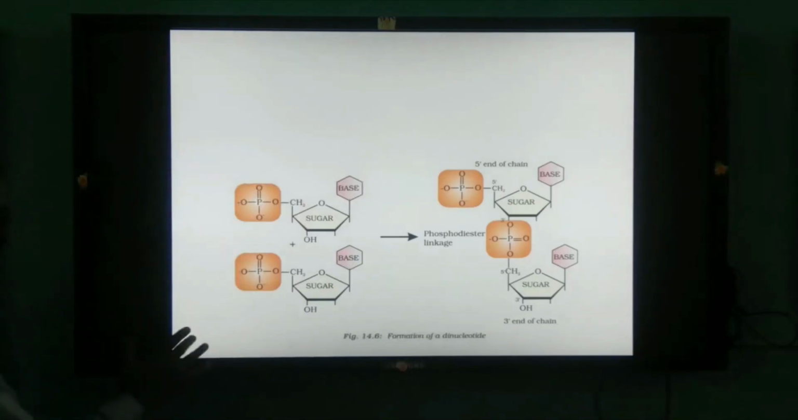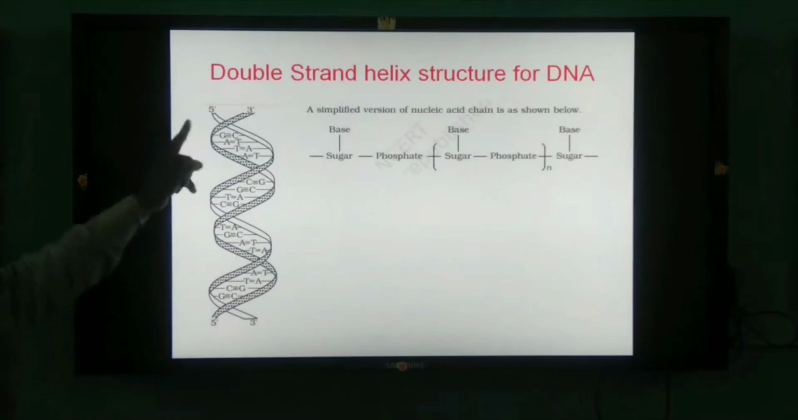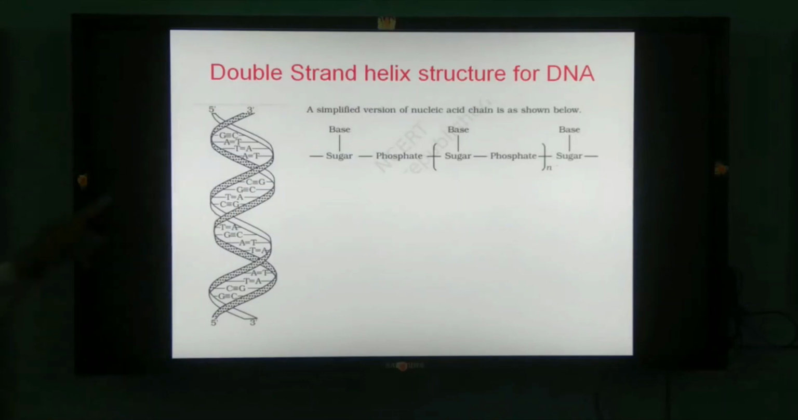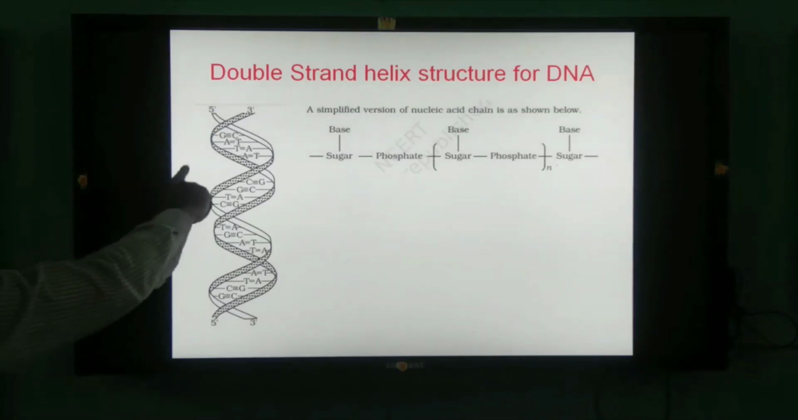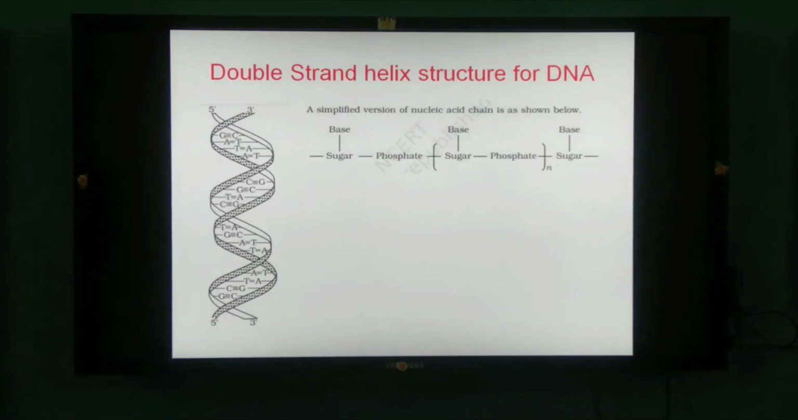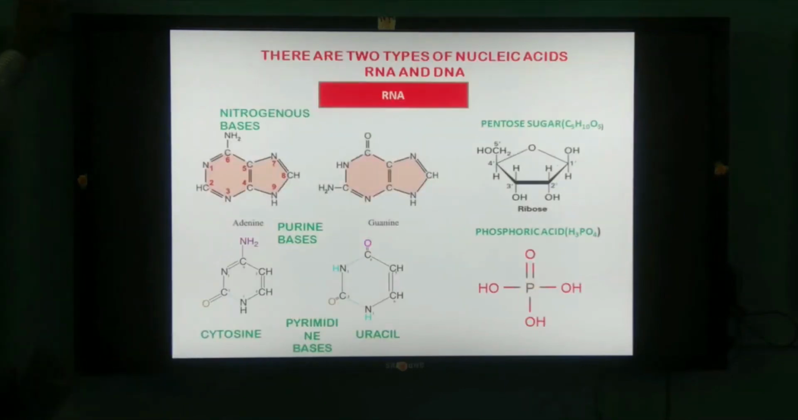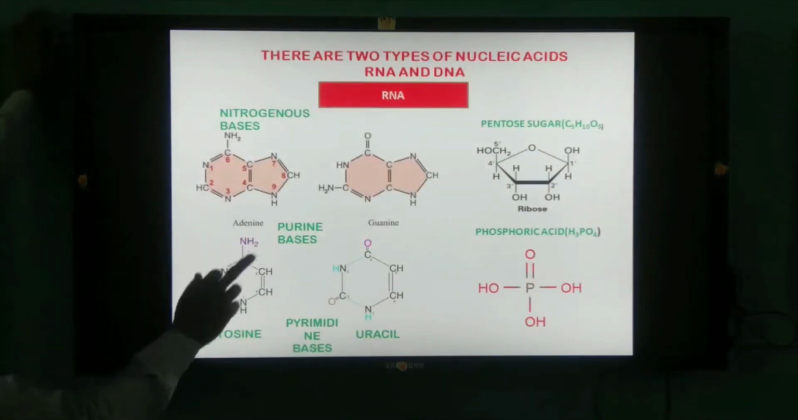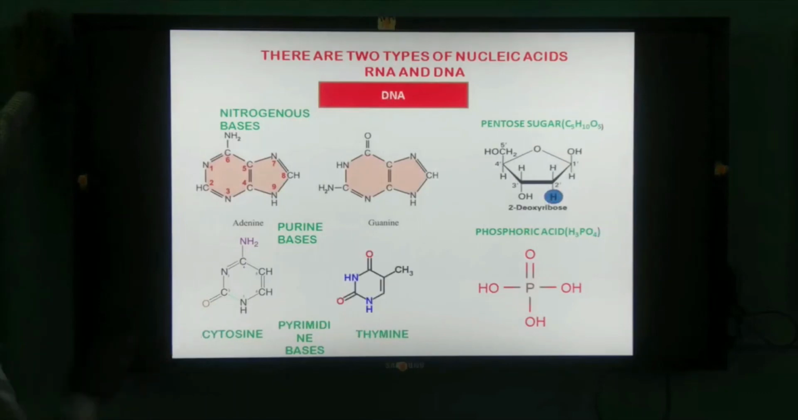It is a double strand, helical structure of DNA. How are the two helices joined together? They are connected by hydrogen bonds between GC, GC, that means guanine and cytosine, and adenine and thymine, like that. These are the two types of structures: RNA and DNA. This is the DNA structure.